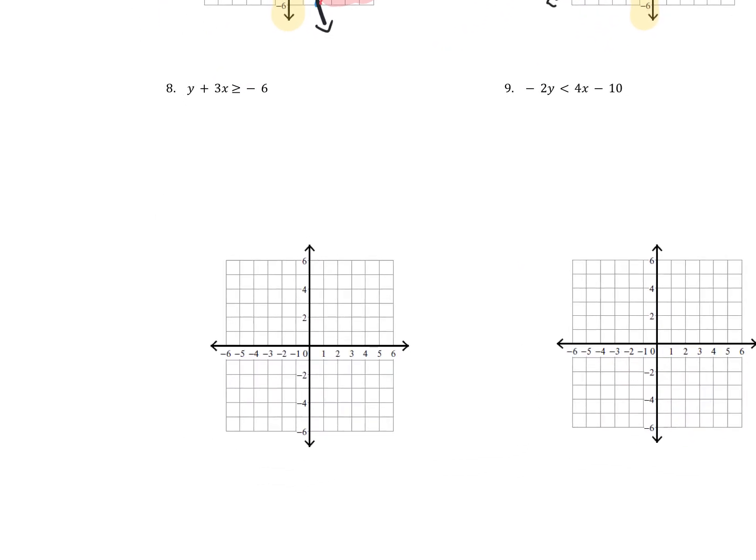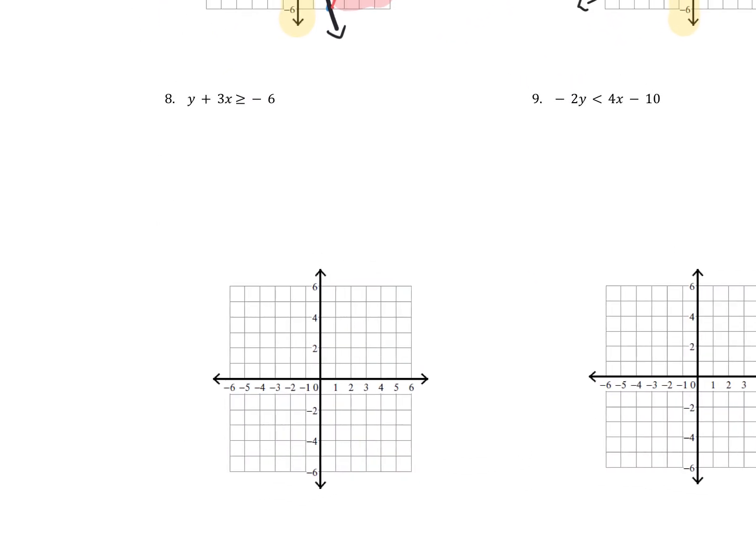Okay, so these next ones make us do just a little bit more work. When I look at this, if I were to draw that line down, it says y plus 3x. That's all on the left side. We only want y on the left side, so I have to get rid of that 3x. Right now it's a positive 3x, so I'm going to subtract 3x on this side. If I subtract 3x over there, I'm also going to subtract 3x over here. So that takes care of those 3x's.